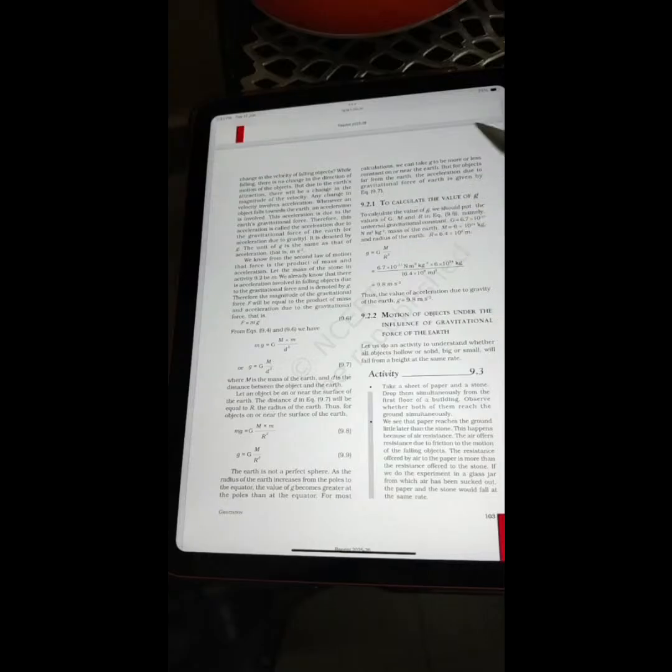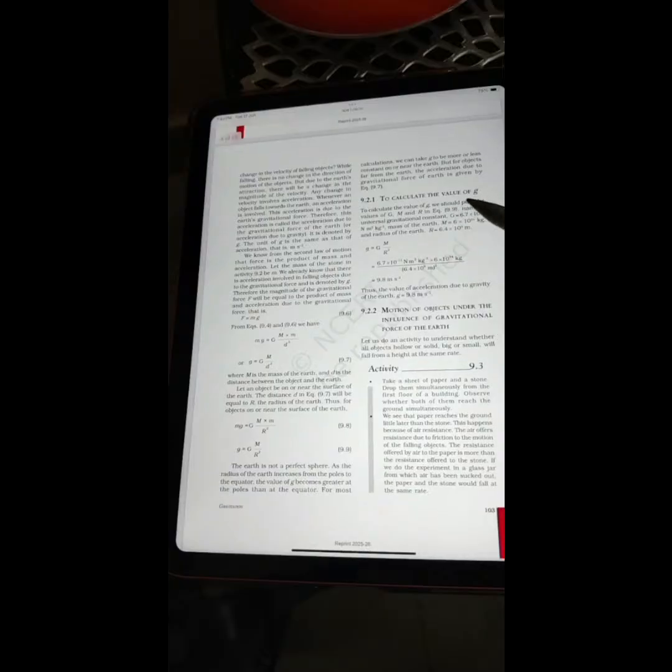9.2.1, to calculate the value of g. To calculate the value of g, we should put the values of G, M and R in equation 9.9. G, the universal gravitational constant, is equal to 6.7 × 10^-11 N m² per kg². Mass of the earth M is equal to 6 × 10^24 kg, and radius of the earth R is equal to 6.4 × 10^6 meter.